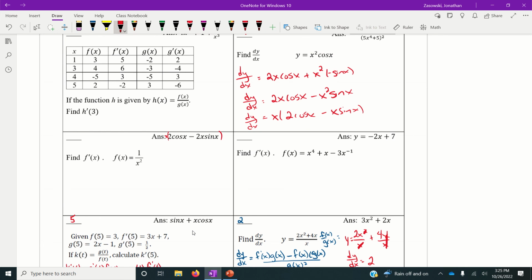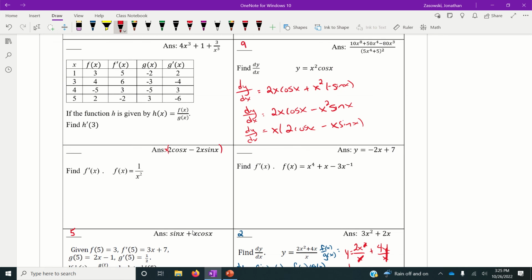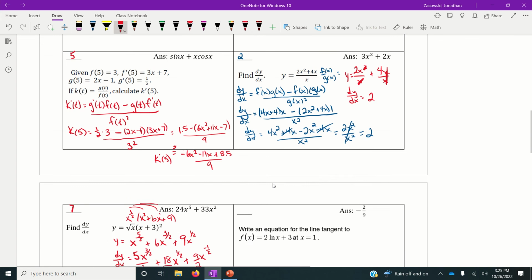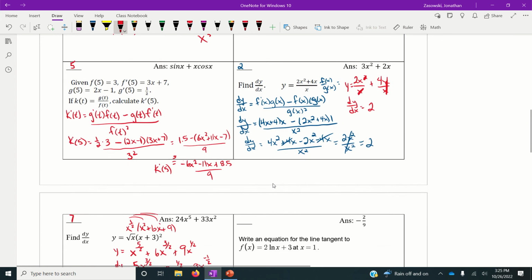All right, and we're on to number 10 here. And then nice and easy, the derivative of this, remember we're going to rewrite it as x to the negative 2. So we're going to move the exponent to the front, and then subtract 1, and this is going to finally turn into negative 2 over x cubed. Let me move that to the bottom. That was 10.